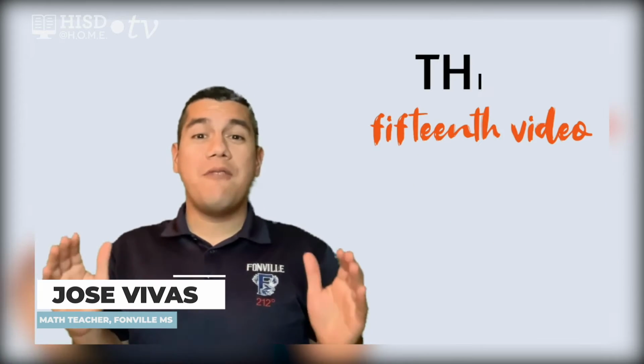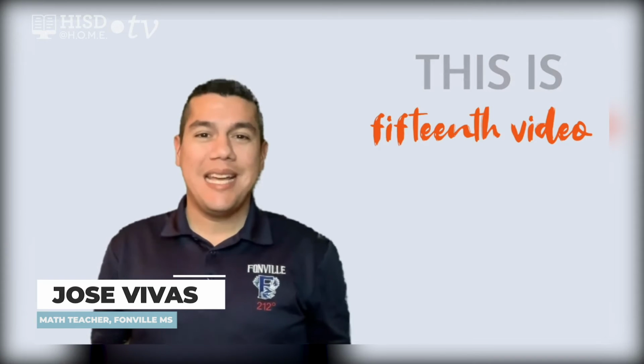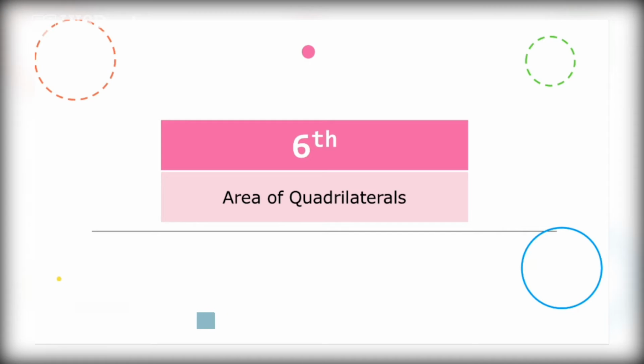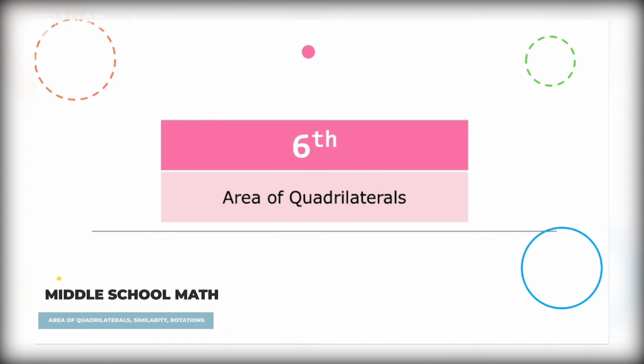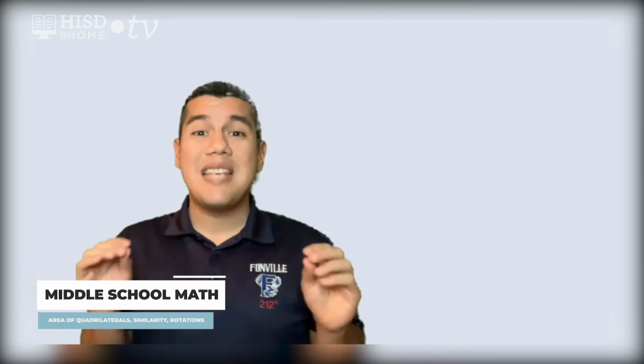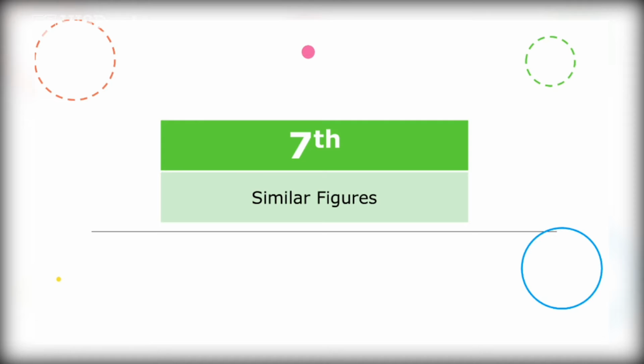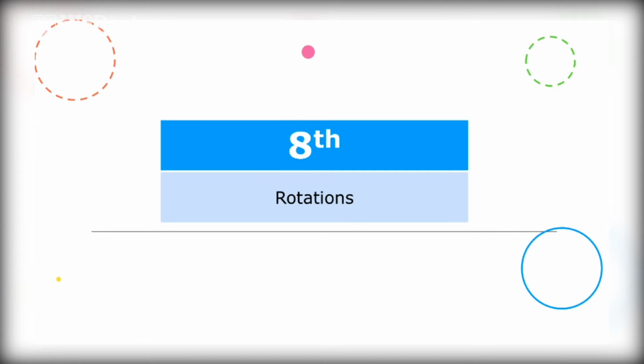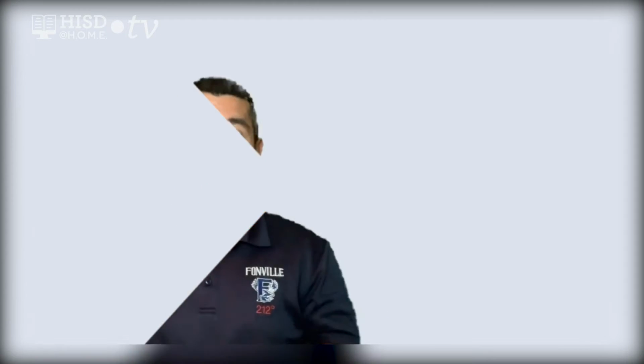This is our 15th video and today we're going to be dividing our lesson into three sections. We're going to have our 6th graders learn about the formulas to find the area of quadrilaterals. We're going to have our 7th graders learn about the properties of similar figures. And our 8th graders will learn all about the properties of rotations. So let's get started.